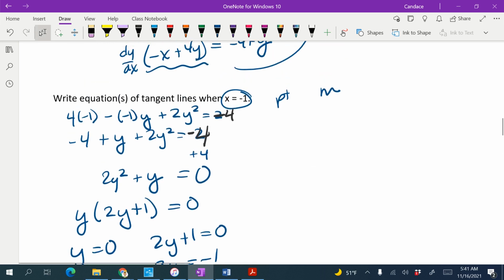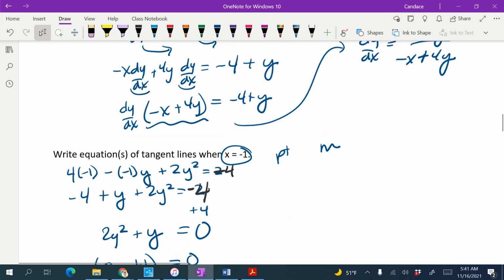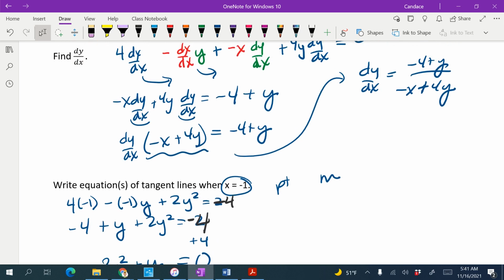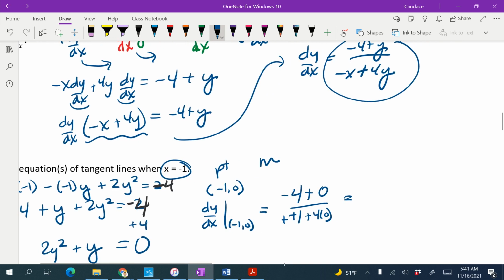All right, now we need to find the slope when x equals negative 1 and y equals each one of those things. It's probably going to be messy. So we're going to plug into that. I'm going to start for the point negative 1, 0. So dy/dx at negative 1, 0 equals negative 4 plus 0 over negative 1 plus 4 times 0. So that's a double negative, it's going to go positive. We've got negative 4 over 1, which is just negative 4.